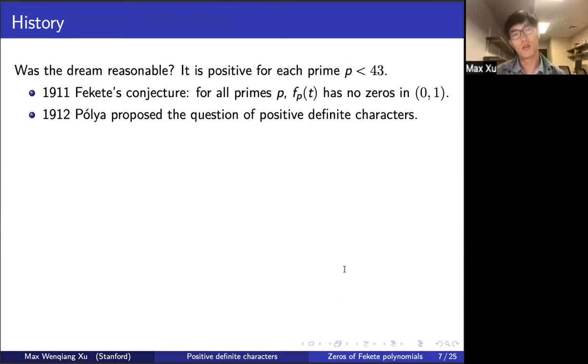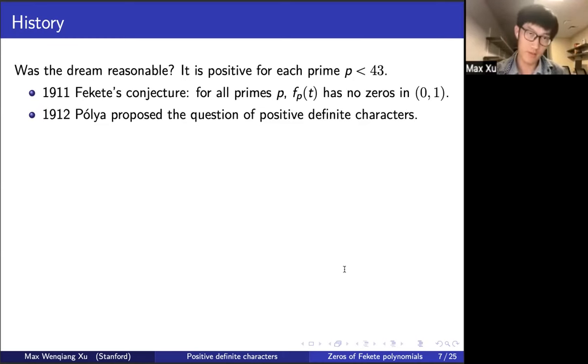the problems. So actually, at least if you check for small prime p, for example, then you consider the Legendre symbol chi p, then it's indeed positive, in the sense we defined before, for example up to 33. So that's why in 1911, Fekete even conjectured that actually for all primes p, or at least for large enough p, f_p(t) has no zeros in (0, 1).